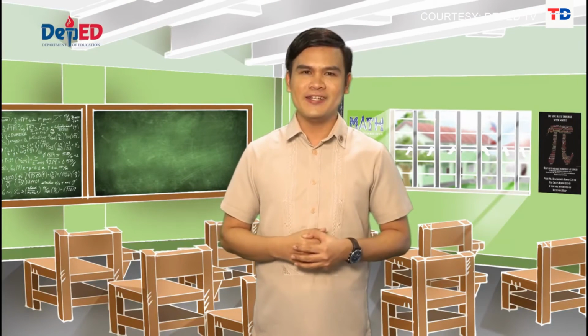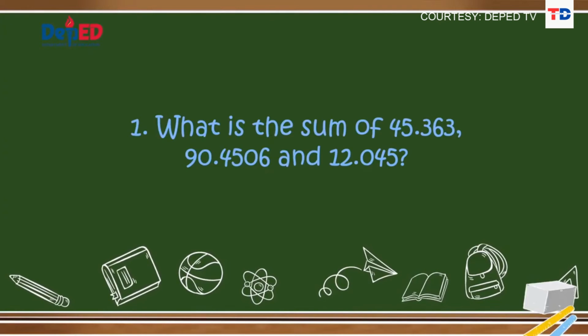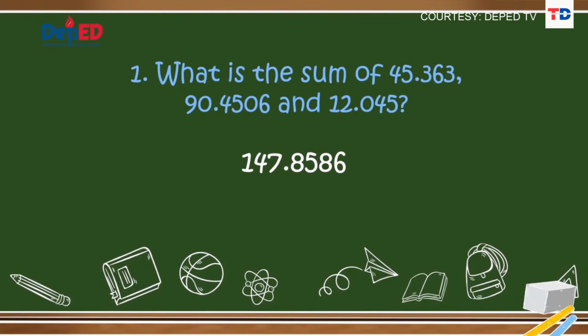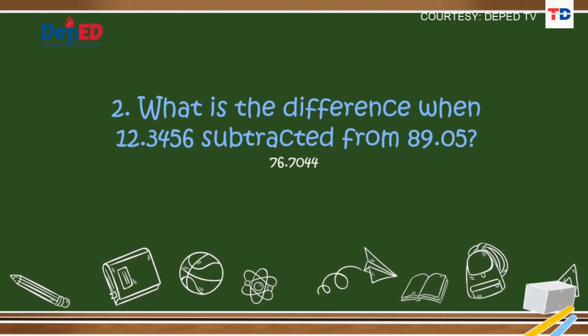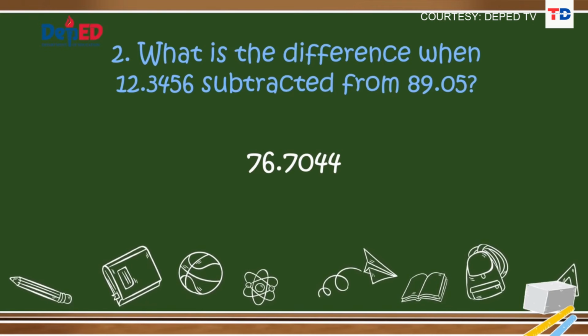Let us check your answers. Number 1. The sum is 147 and 8,586 ten-thousandths. Number 2. The difference is 76 and 7,044 ten-thousandths.